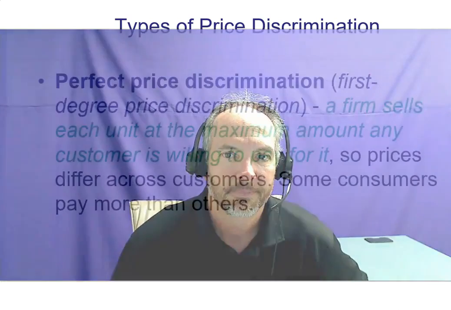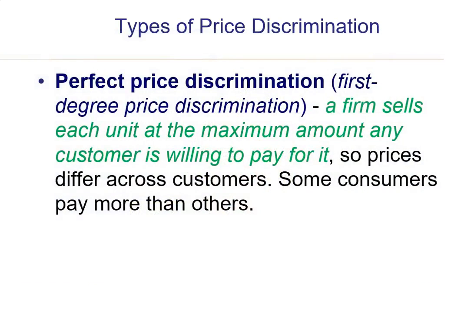Let's see. So here's the definition. Perfect price discrimination, also known as first degree price discrimination: a firm sells each unit at the maximum amount any customer is willing to pay for it. So, of course, the prices then differ across customers. Some customers are going to pay more, and of course, some will pay less. So, an example of perfect price discrimination.